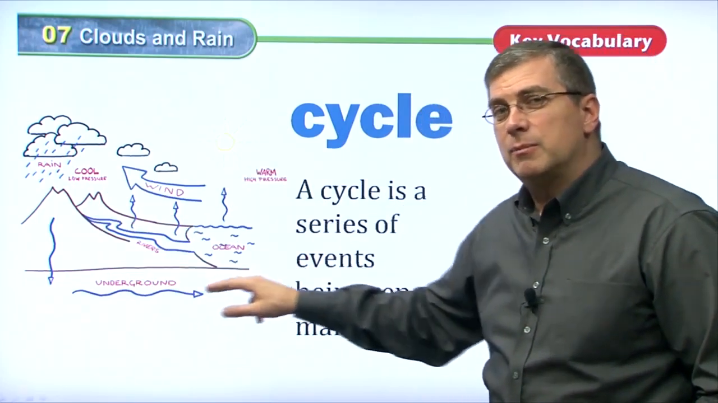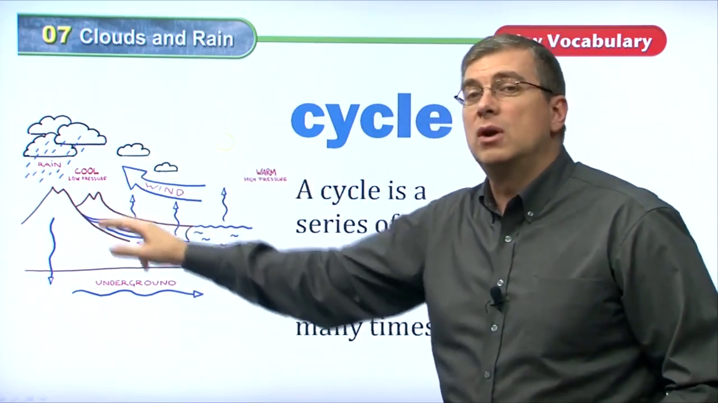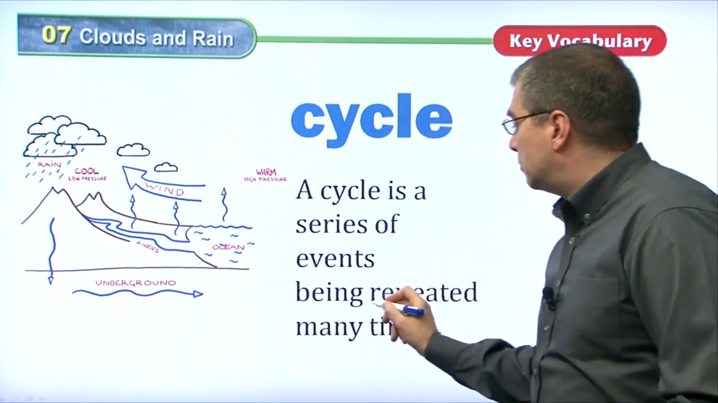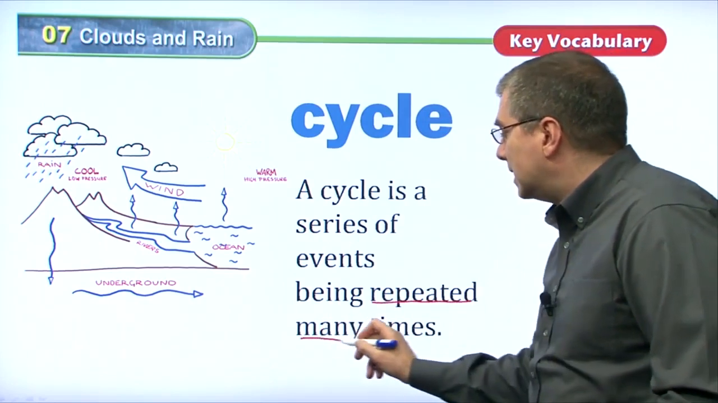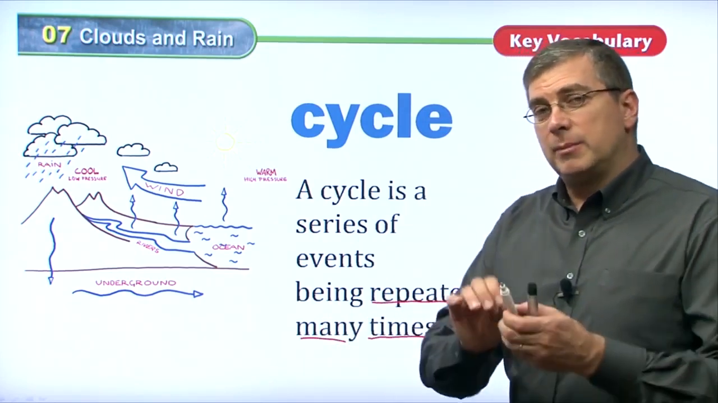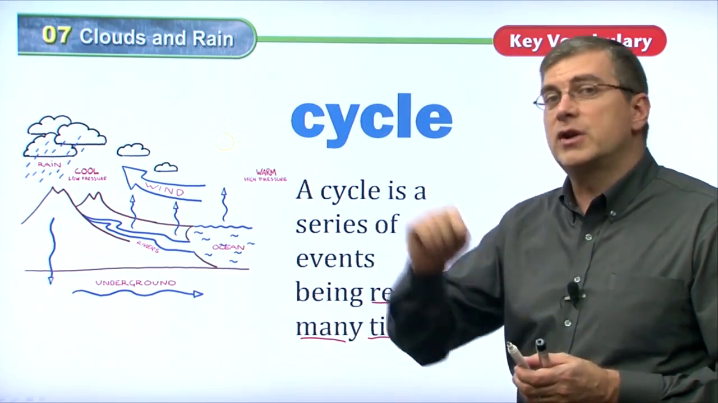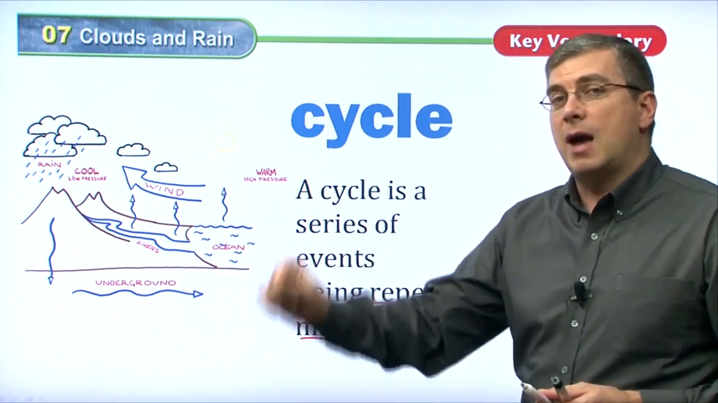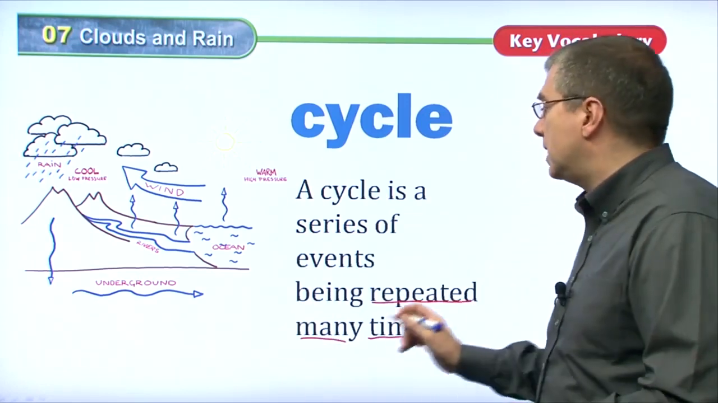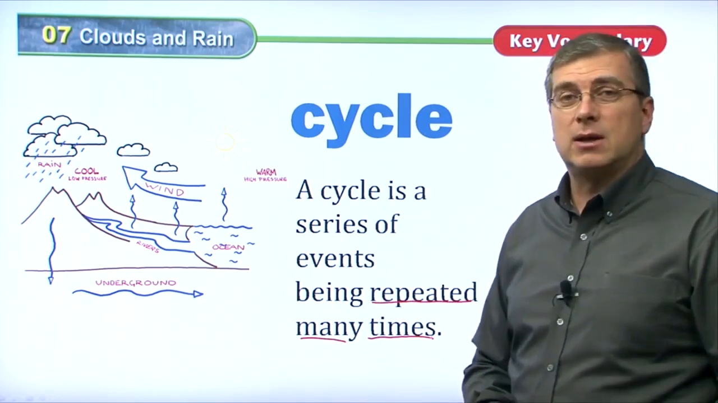A cycle is a process or a series of events that repeats over and over again. It's being repeated many times, just like the human life cycle. Somebody goes from infant to adult, adults have babies, and the cycle starts again. These events happen over and over. They're repeated many times, a series of events. That's what a cycle is.